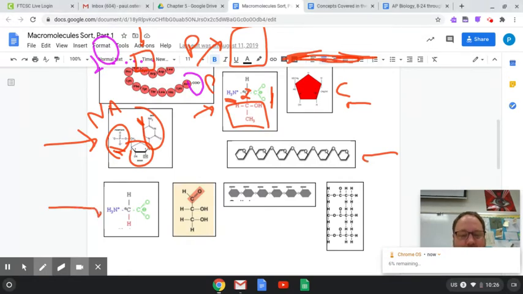This image here, again, this is a single amino acid. Your amino group, carboxyl group, alpha carbon, hydrogen buddy. Now, in this instance, the R group is just a single hydrogen. So that's what makes that one a little different.